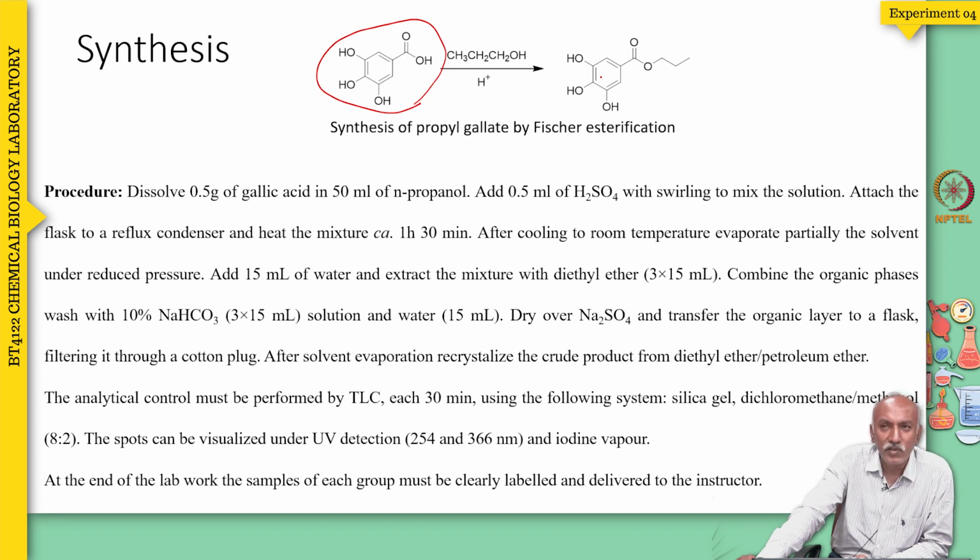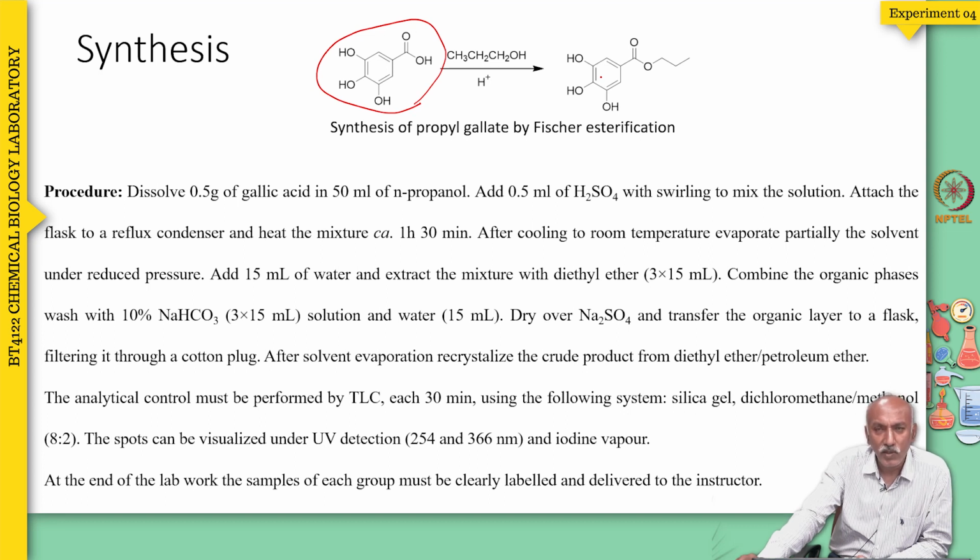The aqueous medium is extracted three times with diethyl ether, and you separate using a separating funnel, and the combined organic phases are washed with 10% sodium bicarbonate. That is to remove the residual sulfuric acid that may be present in the reaction mixture. After evaporation of diethyl ether, you will find the crude product, which could be crystallized from diethyl ether and petroleum ether.